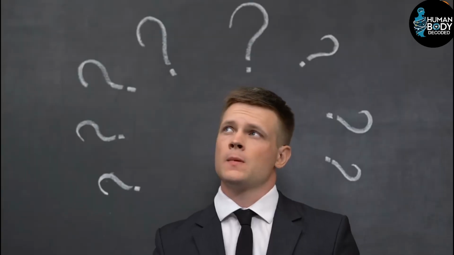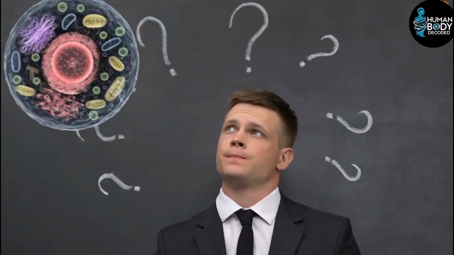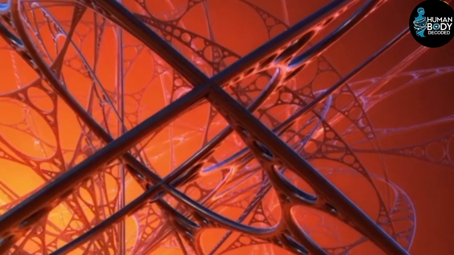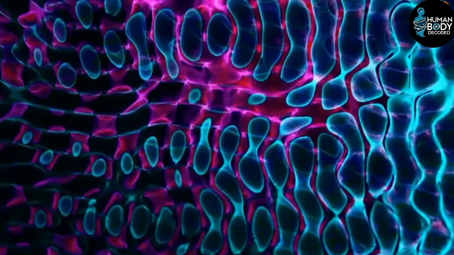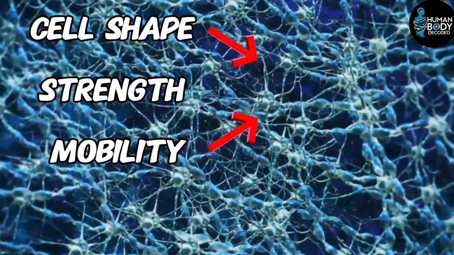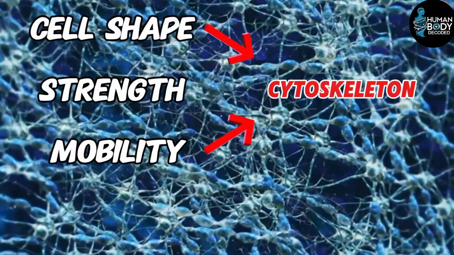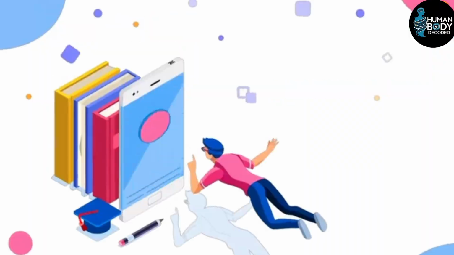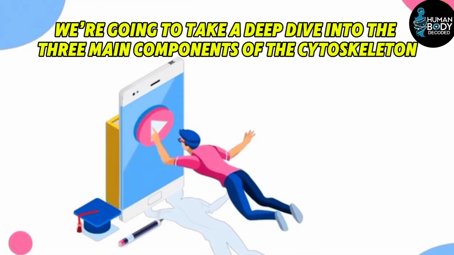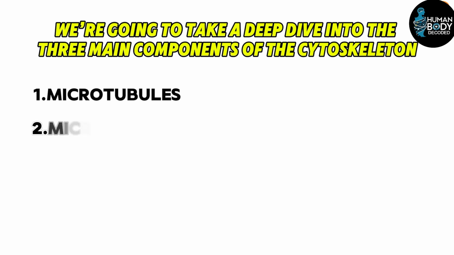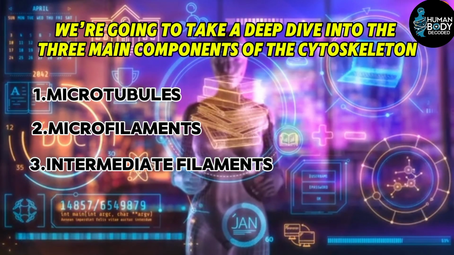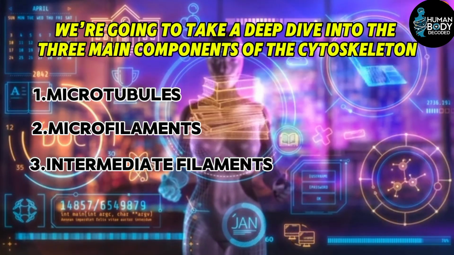Have you ever thought about what keeps the shape of a cell intact or how it moves and divides? Inside every cell, there's an intricate network of structures working tirelessly to give the cell shape, strength, and mobility. This network is called the cytoskeleton and is like the skeleton of the cell. In today's video, we're going to take a deep dive into the three main components of the cytoskeleton: microtubules, microfilaments, and intermediate filaments. Let's unravel the mystery of how these tiny structures help your cells function properly.